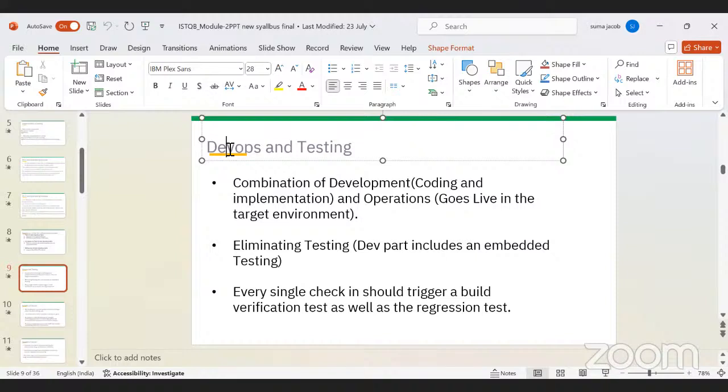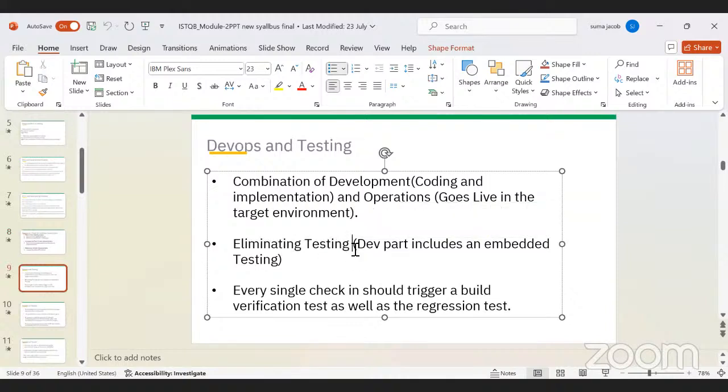So are we actually eliminating the testing phase in DevOps? No. In DevOps, the dev part includes an embedded testing phase. So testing is not happening as a separate dedicated phase, whereas testing will be happening embedded in the development phase. So why DevOps? DevOps tries to create a synergy between the development as well as the operations phase.